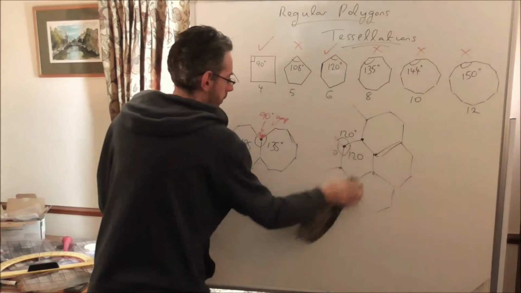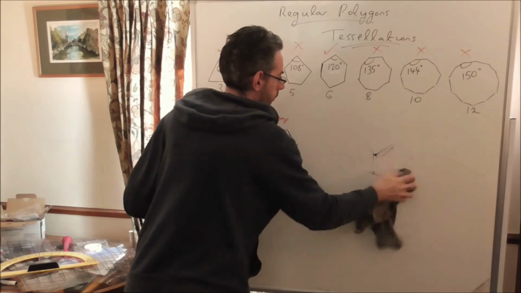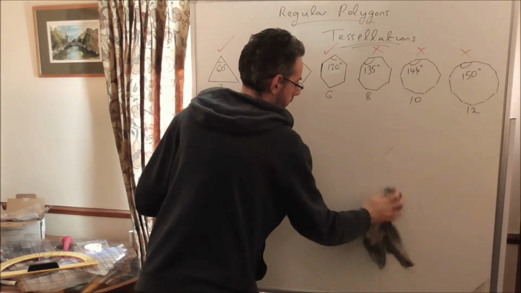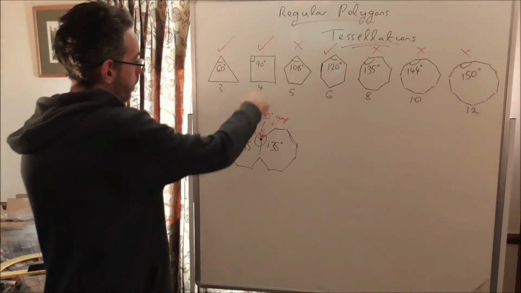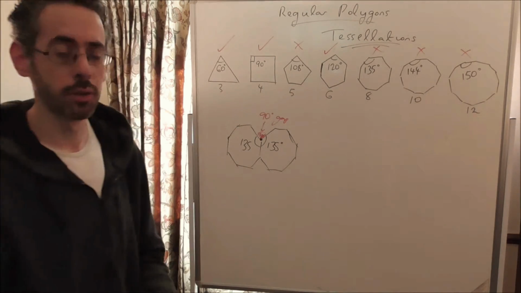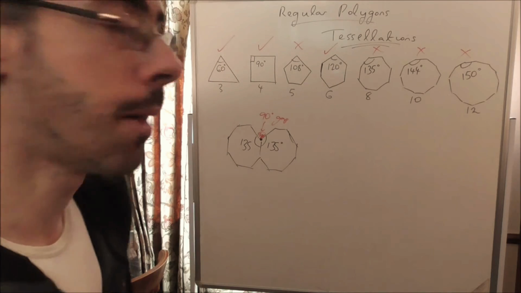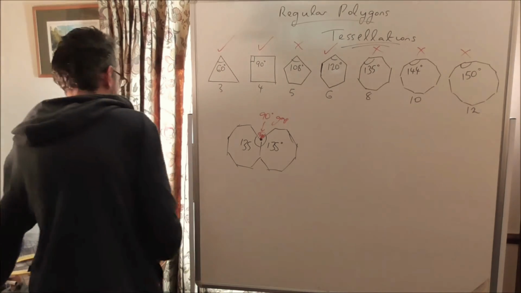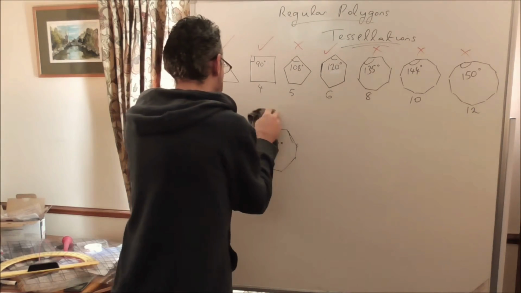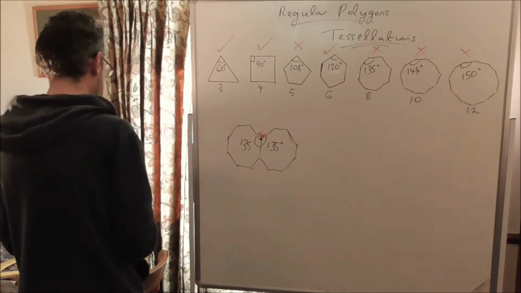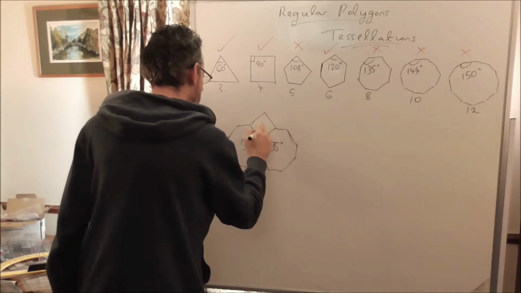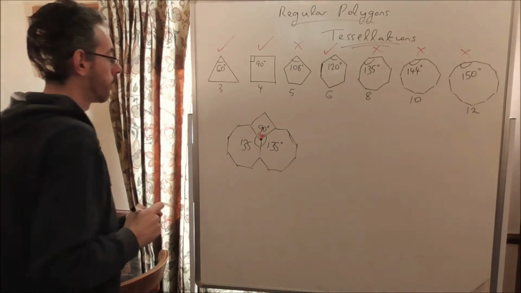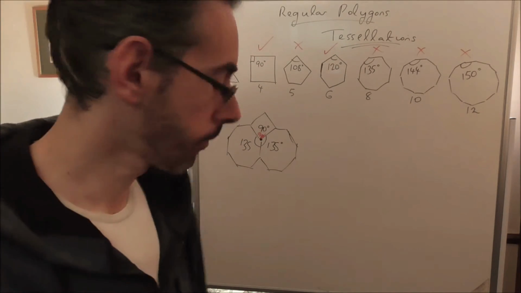Now I said octagons, regular octagons, don't tessellate with themselves. You can see that here. But there is actually another regular shape you could get in that gap. You could get squares in the gap. So I'll just draw that. Just get rid of that writing. So you could get a square in this gap. It would fit perfectly, because the angles in a square are all 90 degrees.